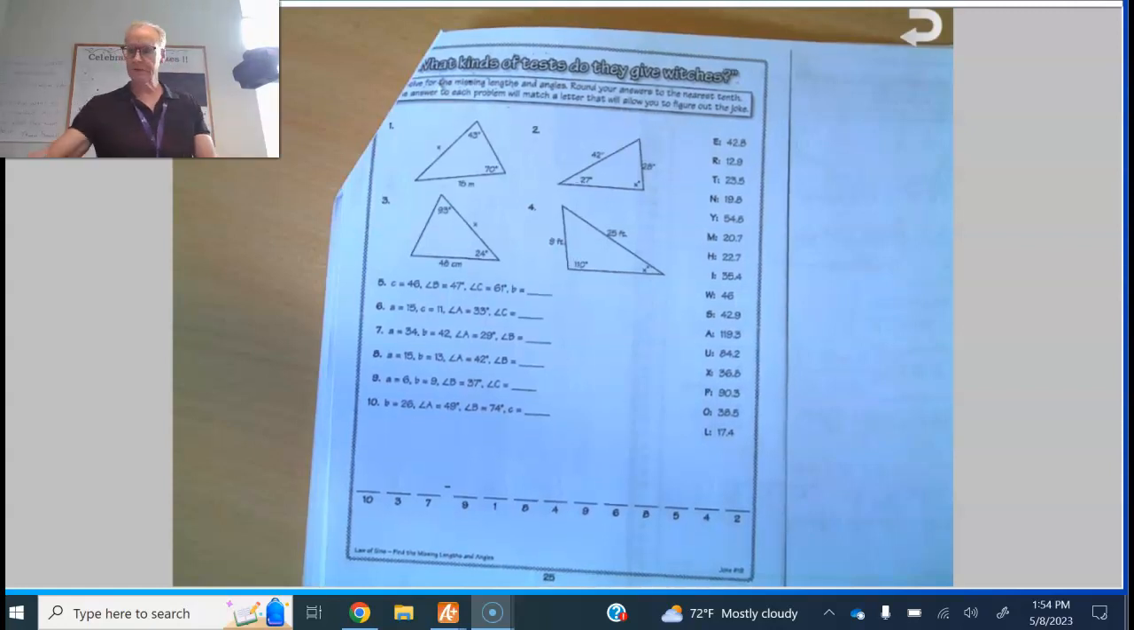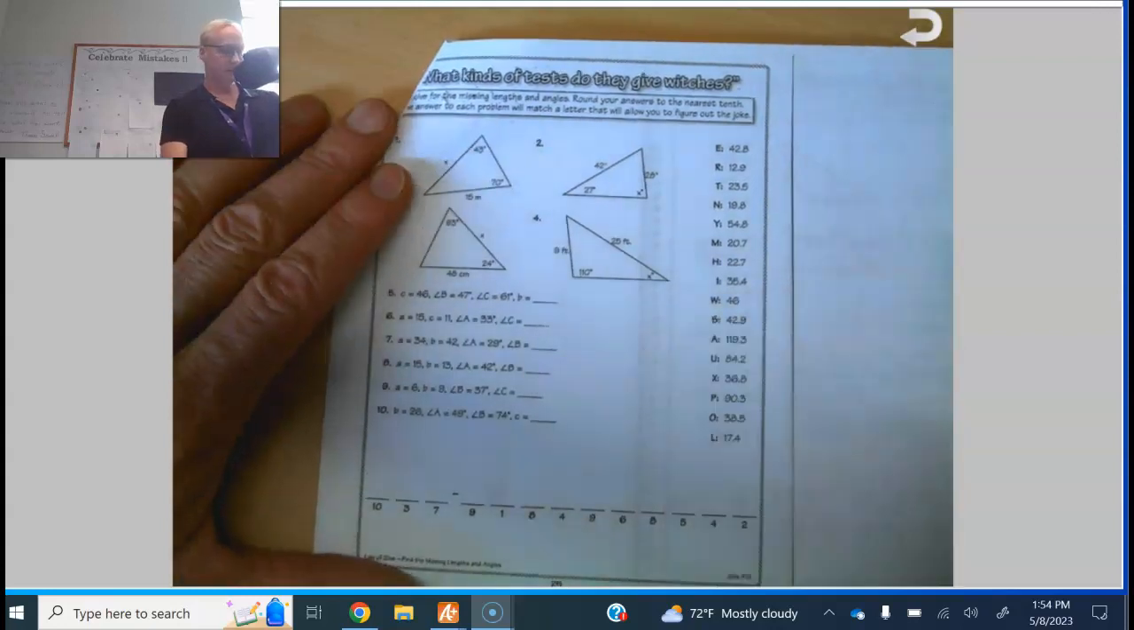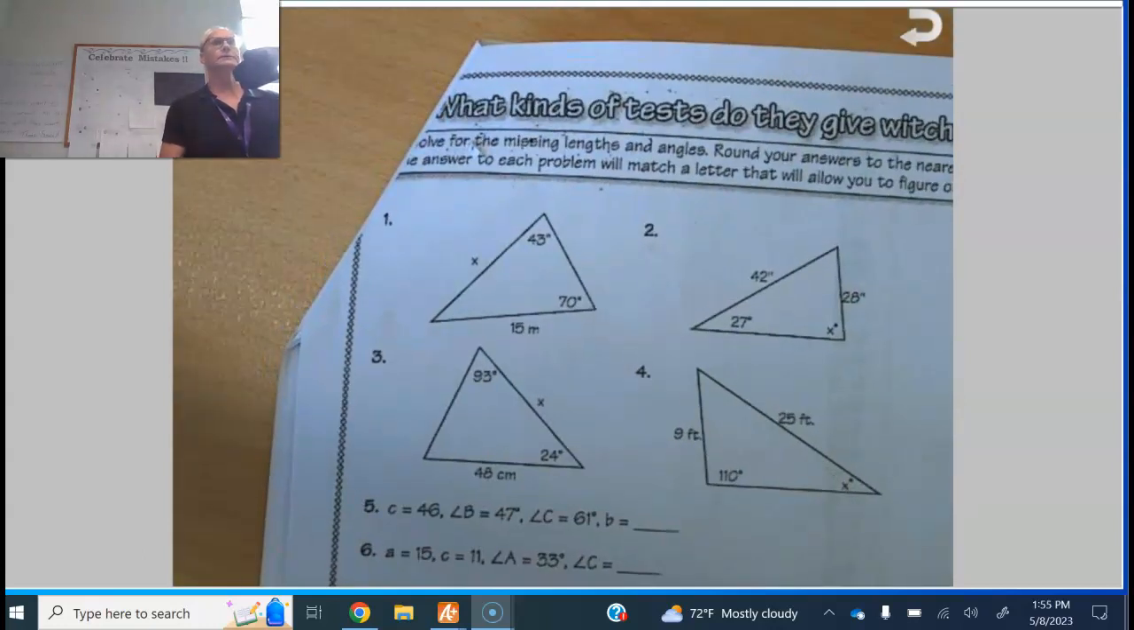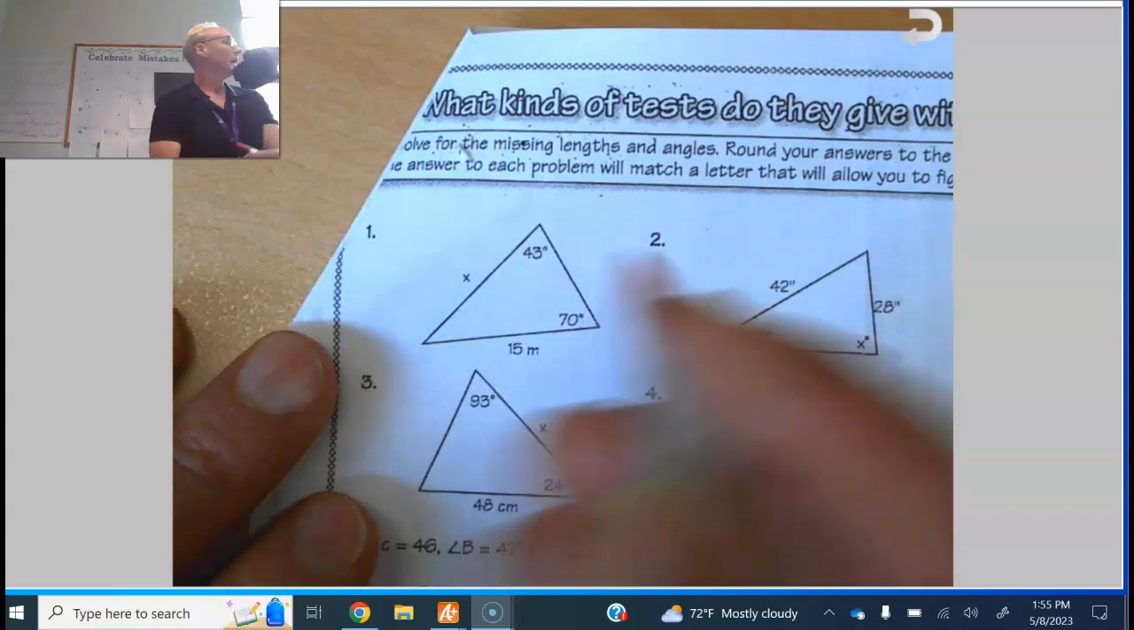Okay, guys, we're going to start with number one. This is about law of sines. And I want to show you the triangle first, and I'm going to give it a name, ABC.